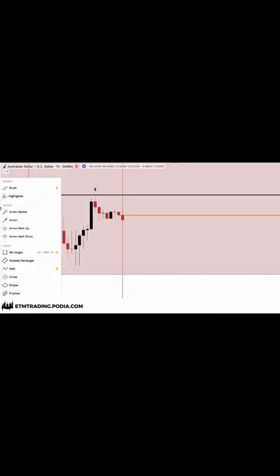So what are we waiting for? We're waiting for price to sweep liquidity. We're waiting for that liquidity to be swept. And once price sweeps that liquidity, we're looking for either a flip, for price to get below this level, or price to test the high. So continuation or reversal.